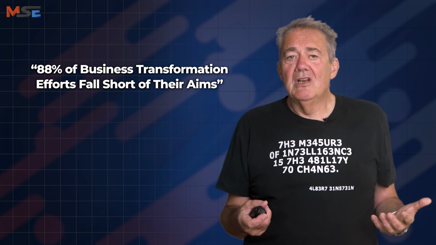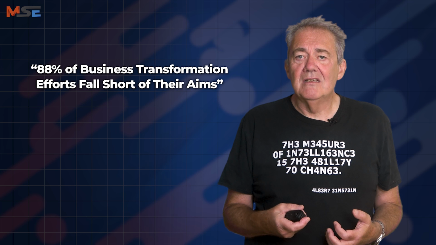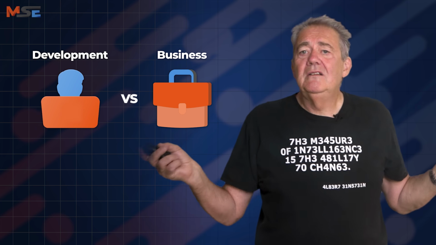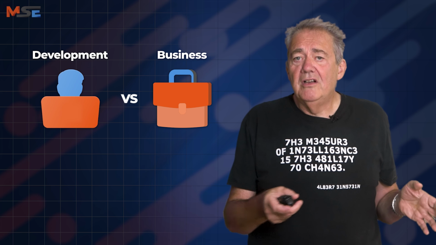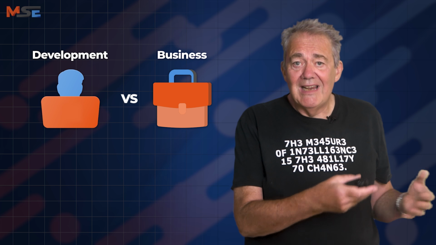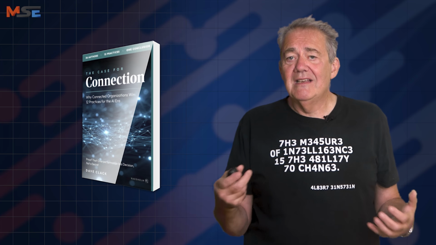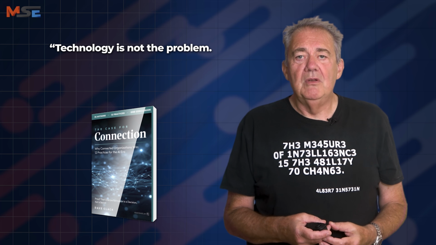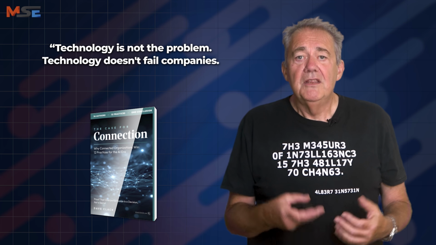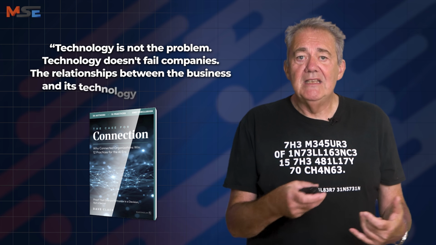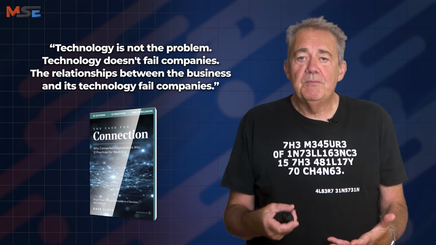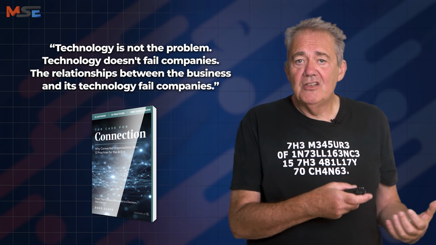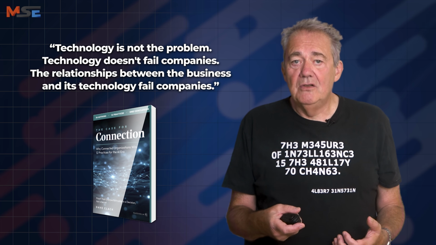I don't very much like the us and them analysis of technical organizations. Development versus business. Good software development in reality works when different parts of an organization collaborate effectively. As Dave Clack says in his new book, The Case for Connection, technology is not the problem. Technology doesn't fail companies. The relationships between the business and its technology fail companies. The experiment versus certainty clash is exactly one of those places where connection between different parts of an organization is at risk.